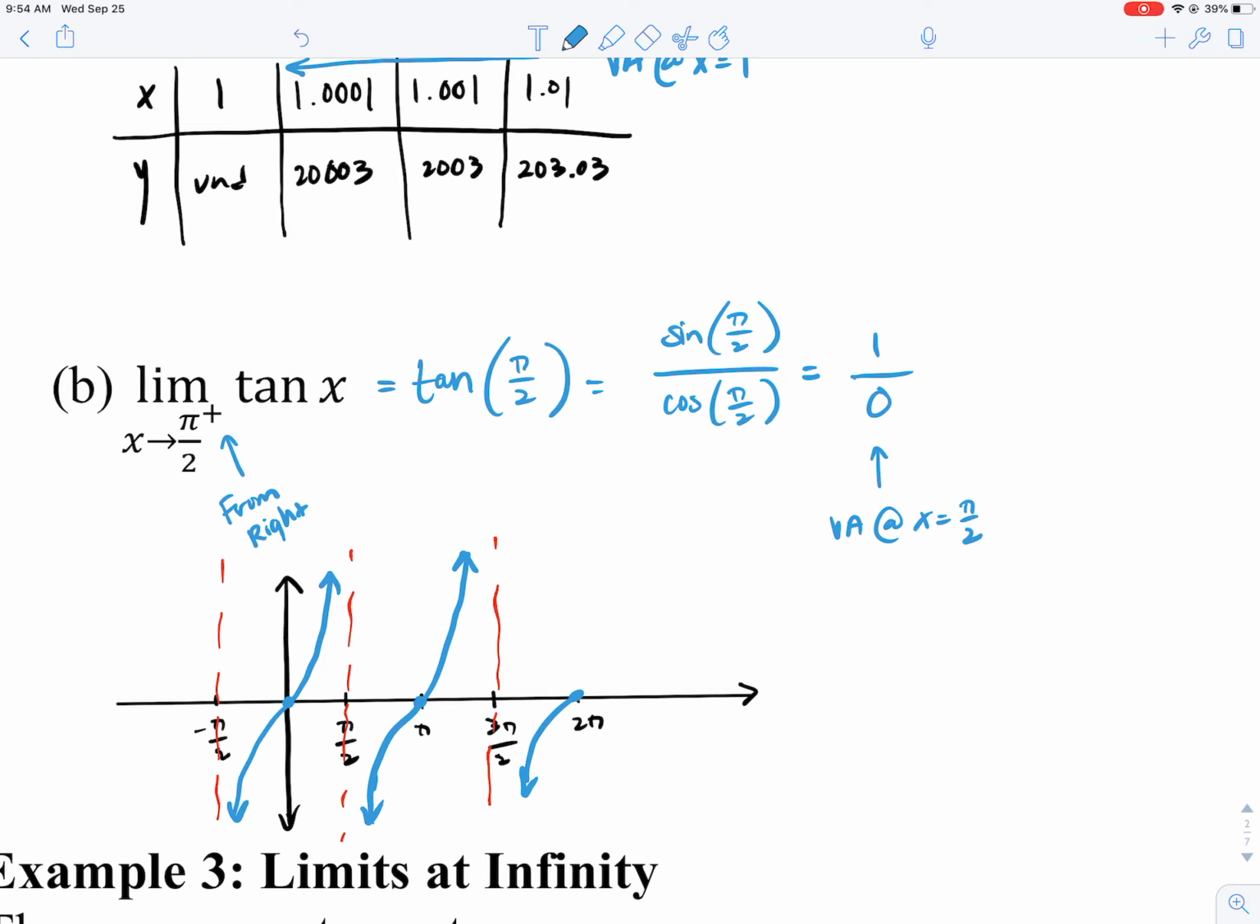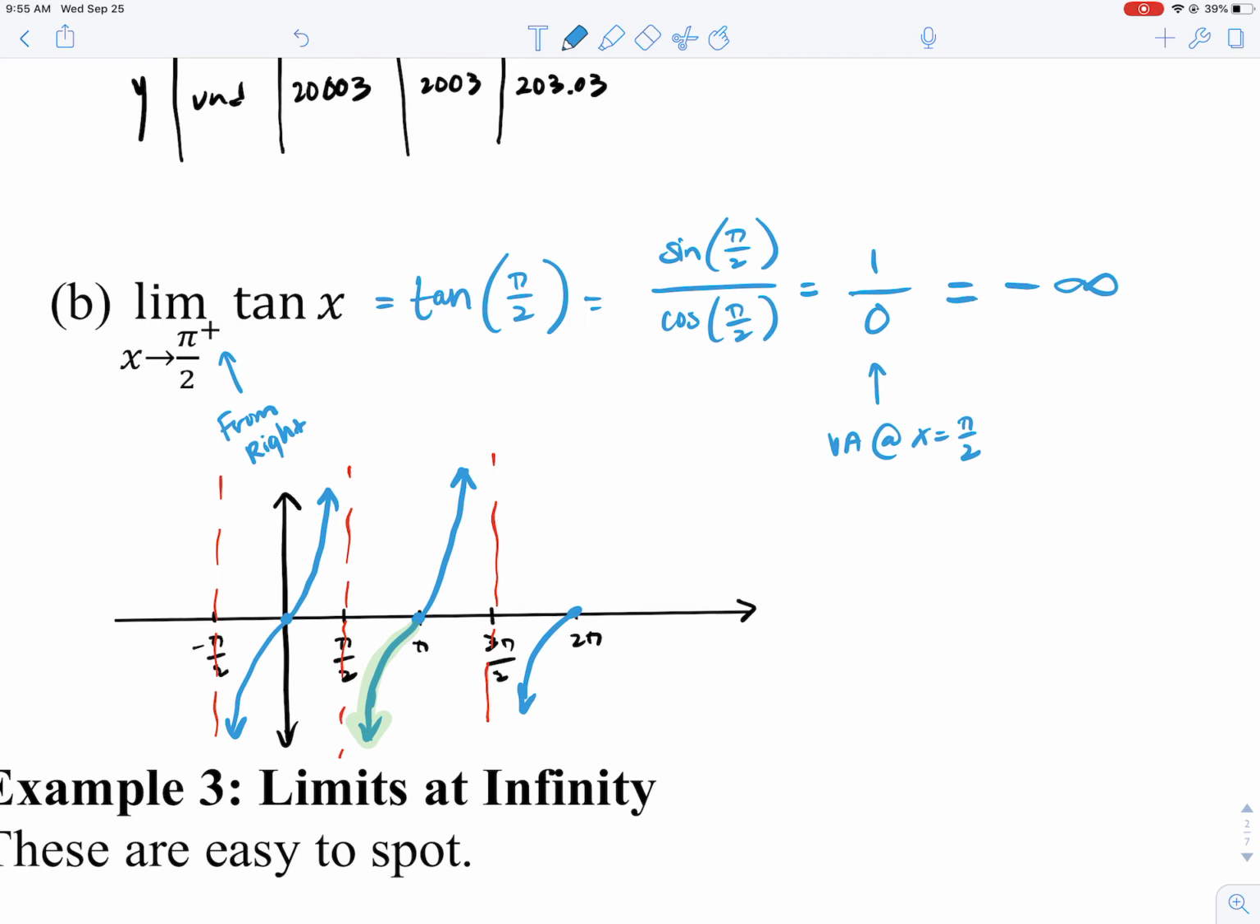So we can see that as x is approaching pi over 2 from the right side, it looks like the graph is approaching negative infinity. So we'll say that this limit is equal to negative infinity. It doesn't exist, but we can say that it doesn't exist because the function approaches negative infinity as x approaches pi over 2 from the right.